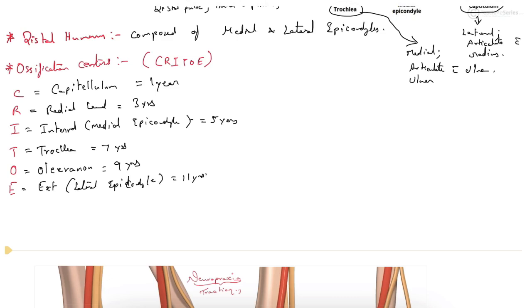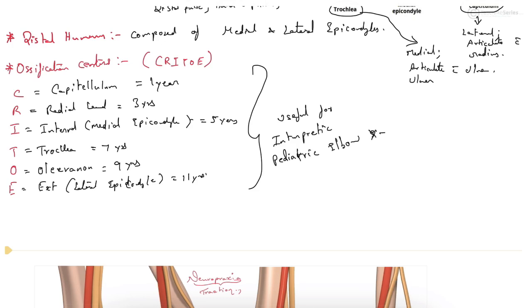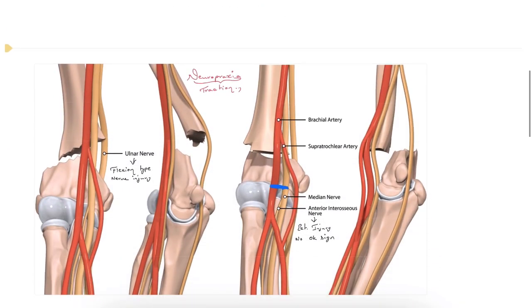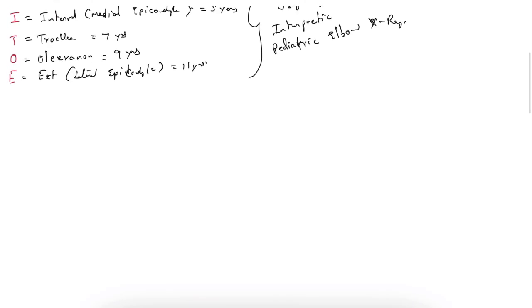Why this? Mostly these ossification centers are very useful for interpreting the pediatric elbow X-ray. Now in anatomy we are going to discuss a little about neurovascular compromise. We have some neurovascular structures passing through that fracture area.